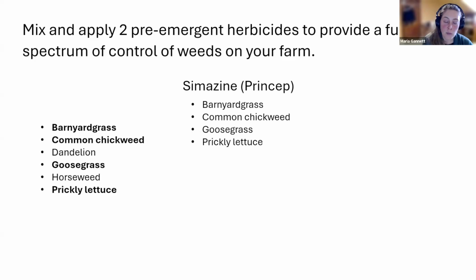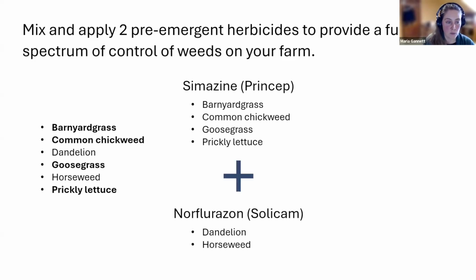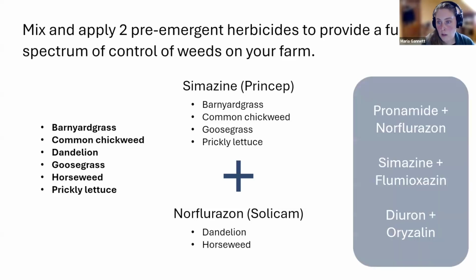Many people will then tank mix two different pre-emergent herbicides to get a wider spectrum of control. So then I go and I look and I find the norflurazon or Solicam label. It has dandelion and horseweed also on the label, and does a pretty good job controlling those. So if I tank mix both of these and apply, then I might get better control than if I just use one. So that's something people often do. You don't have to do it, but it's something you could consider if you know the species that you're targeting and you can't find all of those on one label.